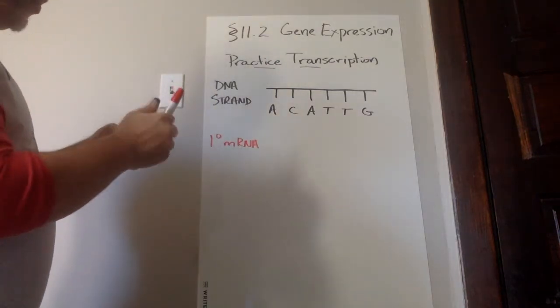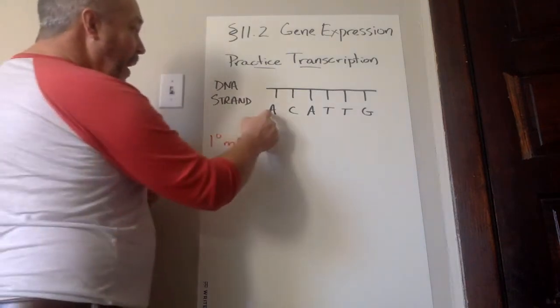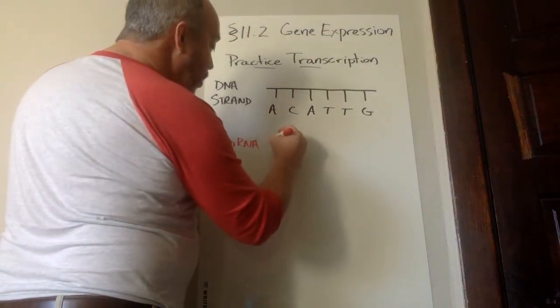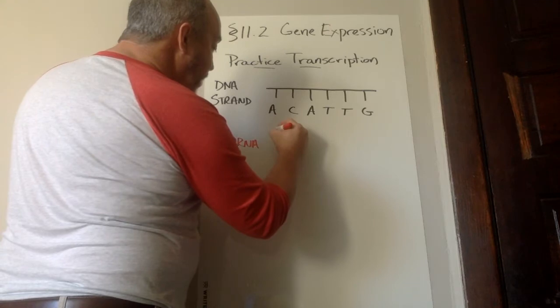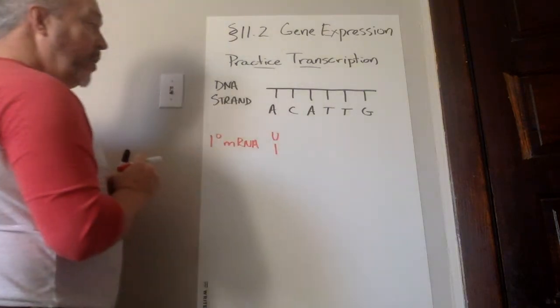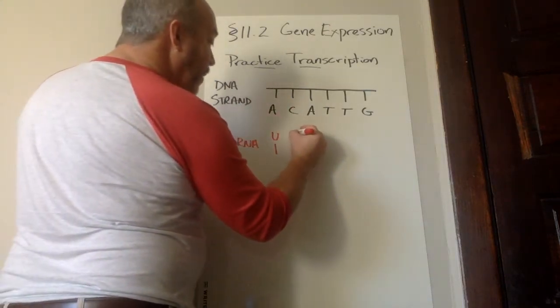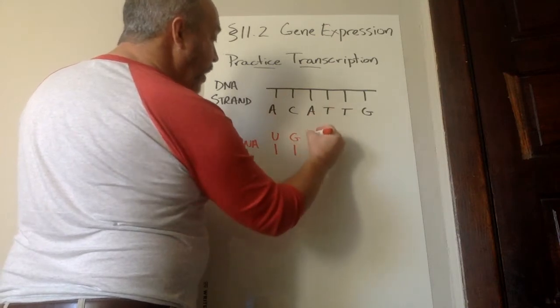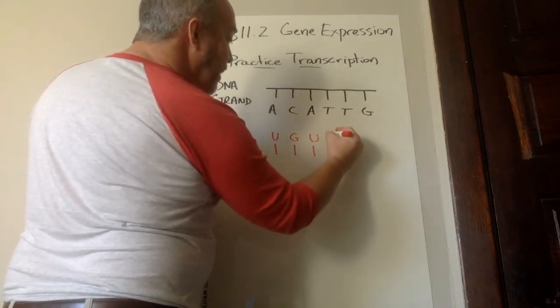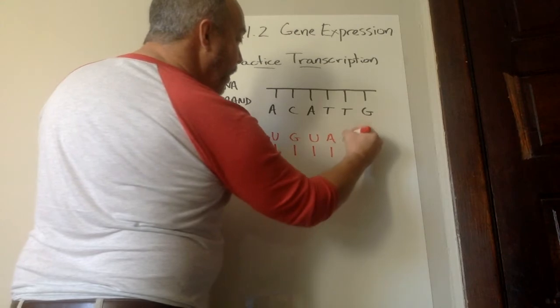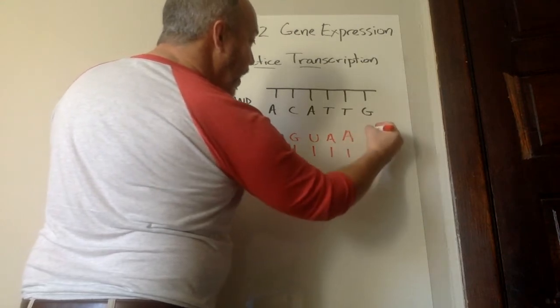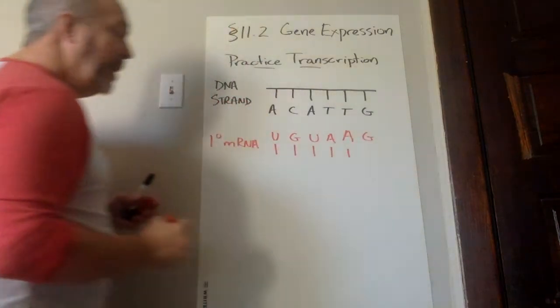then the things that would line up opposite it, A would end up next to U. So the complementary base pair here would be a U. The complementary base pair here would be a G. Another U. Opposite T would be A. Opposite T would be another A. And opposite G would be a C.